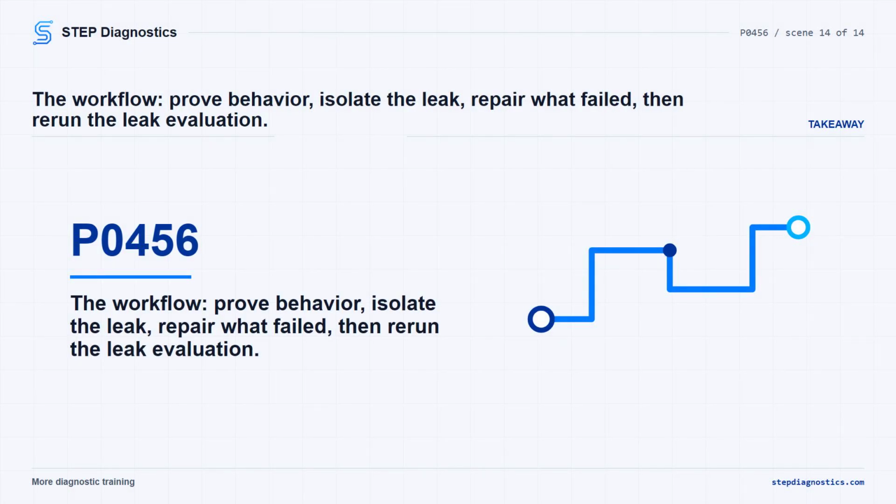The key with P0456 is to prove the EVAP system behavior before replacing anything. Use the scan tool routine if it will run. Use the 5 manual phases to understand pressure and ESIM behavior. Then isolate the leak with the whole system or split system test. Verify the repair and confirm the code stays gone.